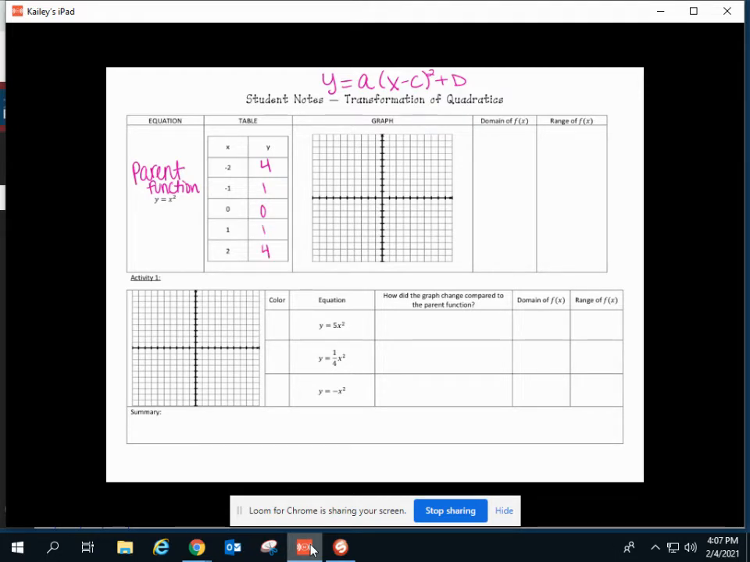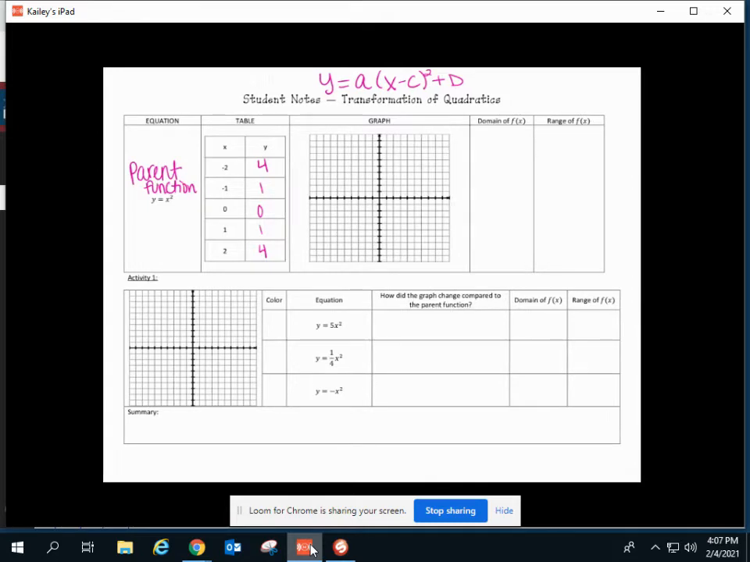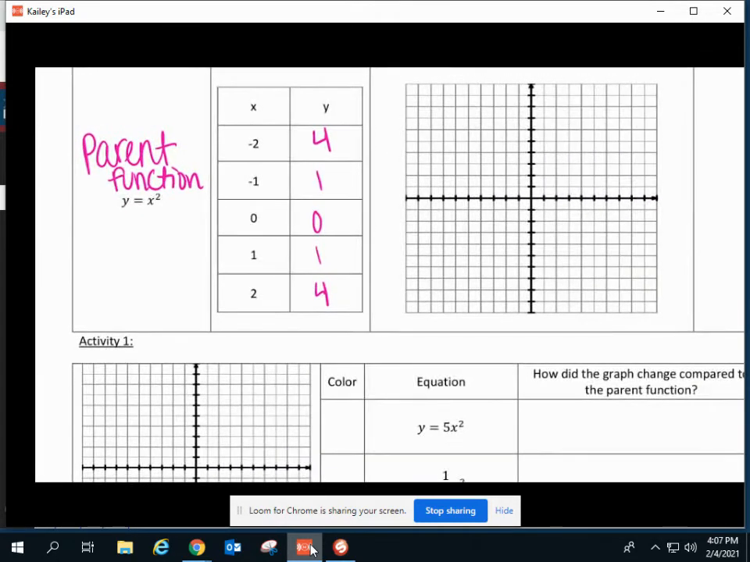We could also get those values algebraically. Remember, we would just plug in these different x values into the parent function. So an example of that would be me replacing the x value with -2. -2 squared is 4. That's like -2 times -2.